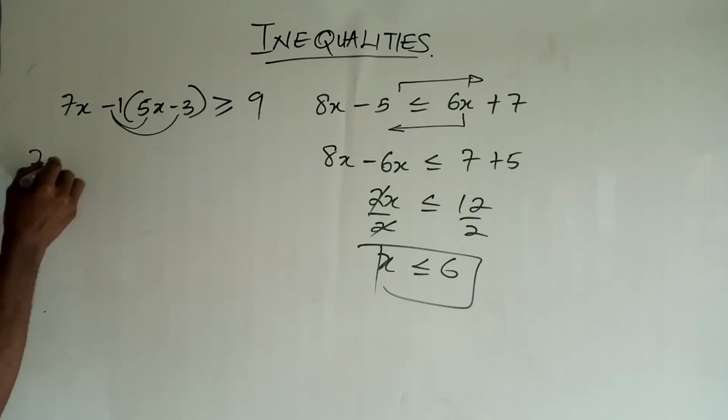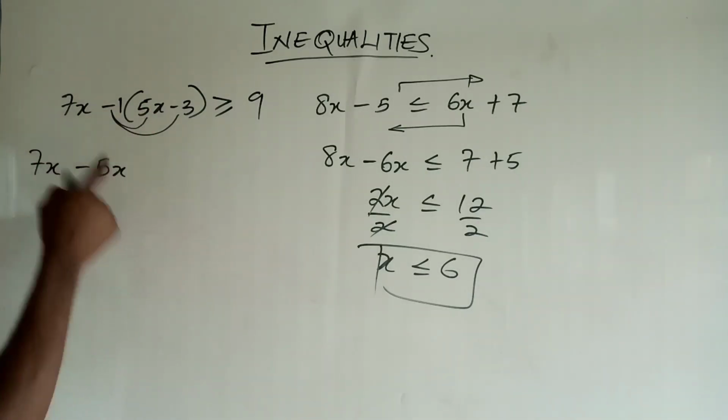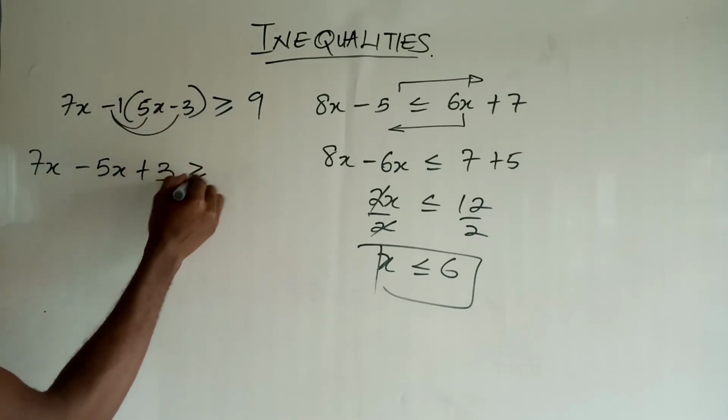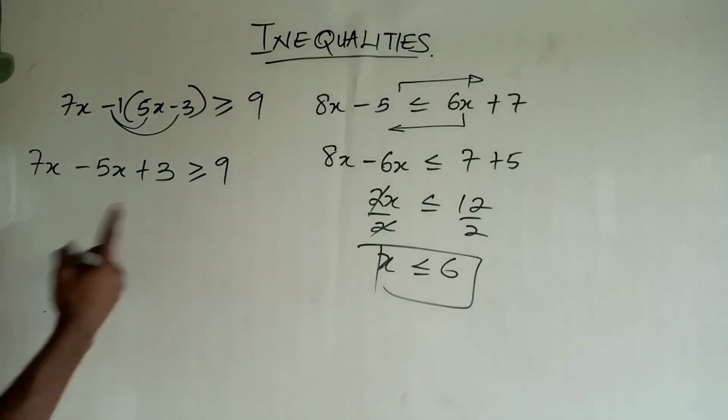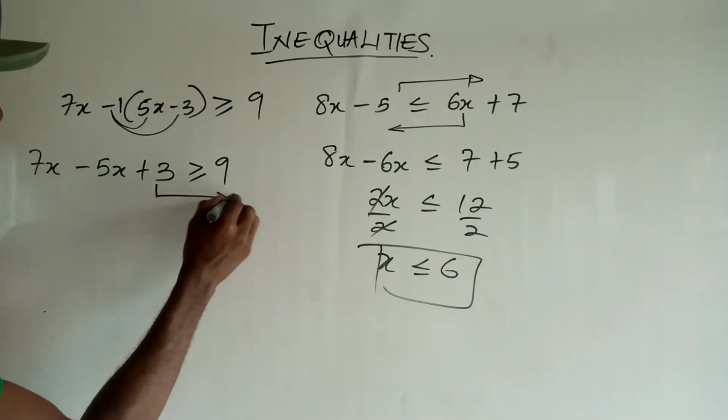So we have 7x, minus 1 times 5x is going to give me minus 5x, and minus 1 times minus 3 is going to give me positive 3, greater than or equal to 9. And the next thing you want to do is to collect like terms. You take positive 3 to the other side, it becomes negative 3.